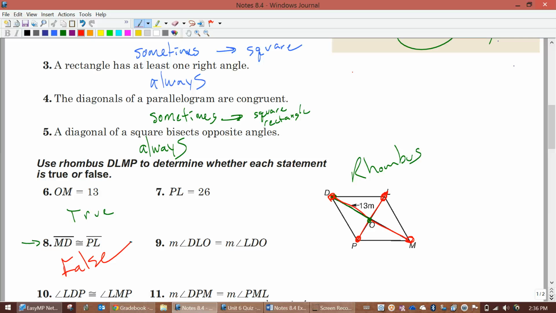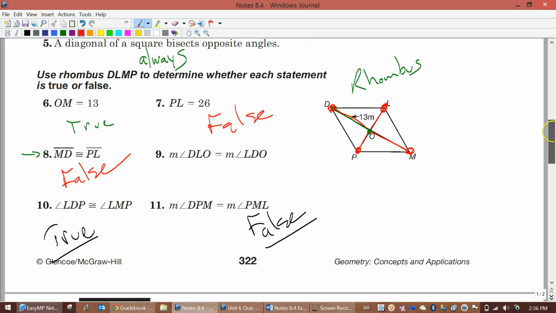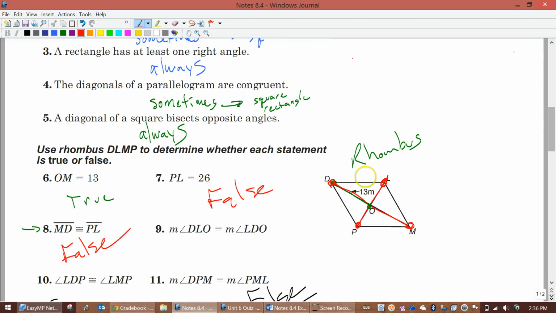Makes number 7 easier. Is PL then 13 in this picture? It's false again. You're claiming that the diagonals are congruent, right? Because DM would be 26, whereas PL couldn't be 26 if it's just around. Well, I guess if it was a square, but we don't know it's a square, so we can't say true.